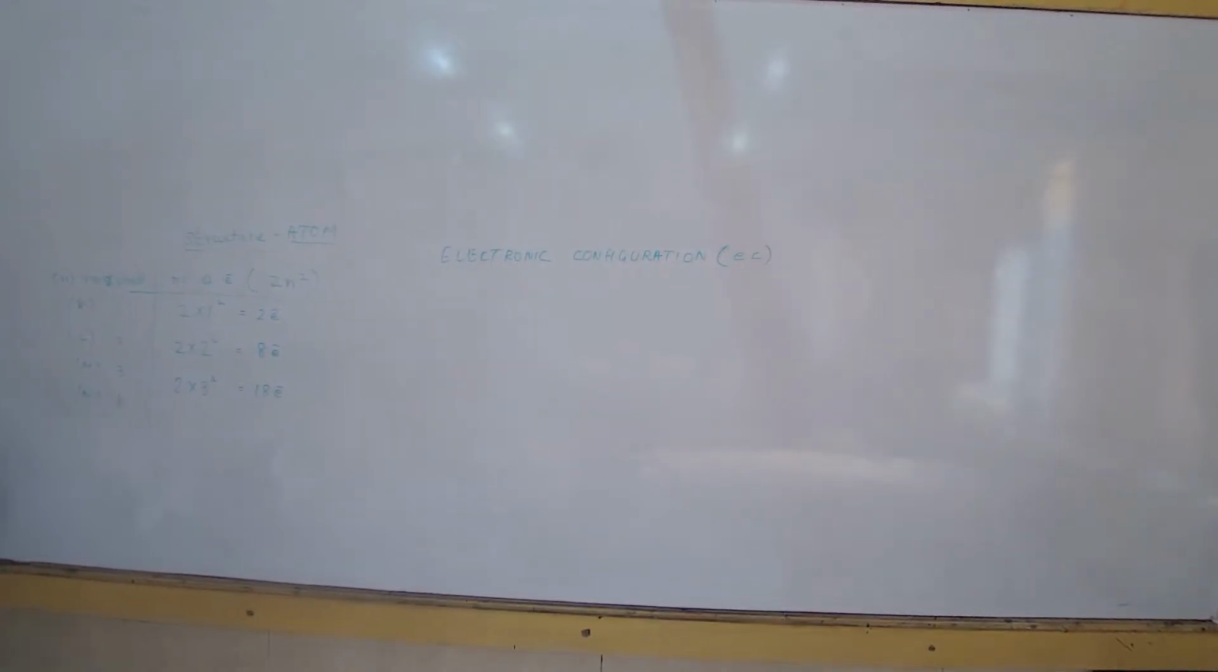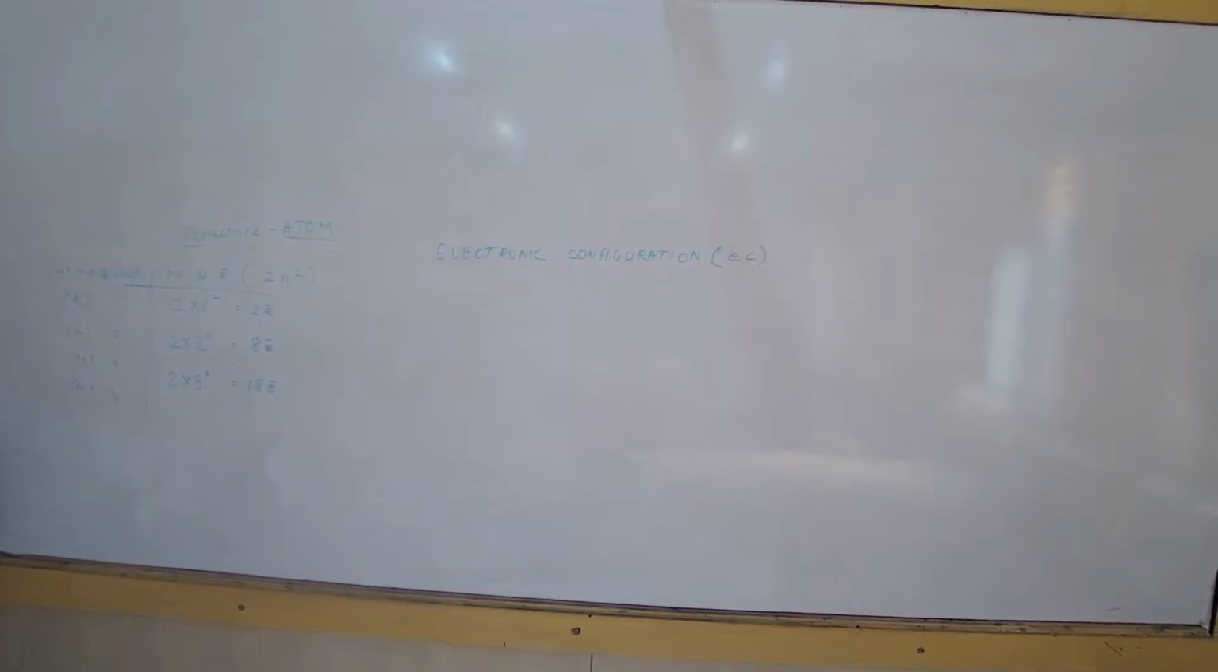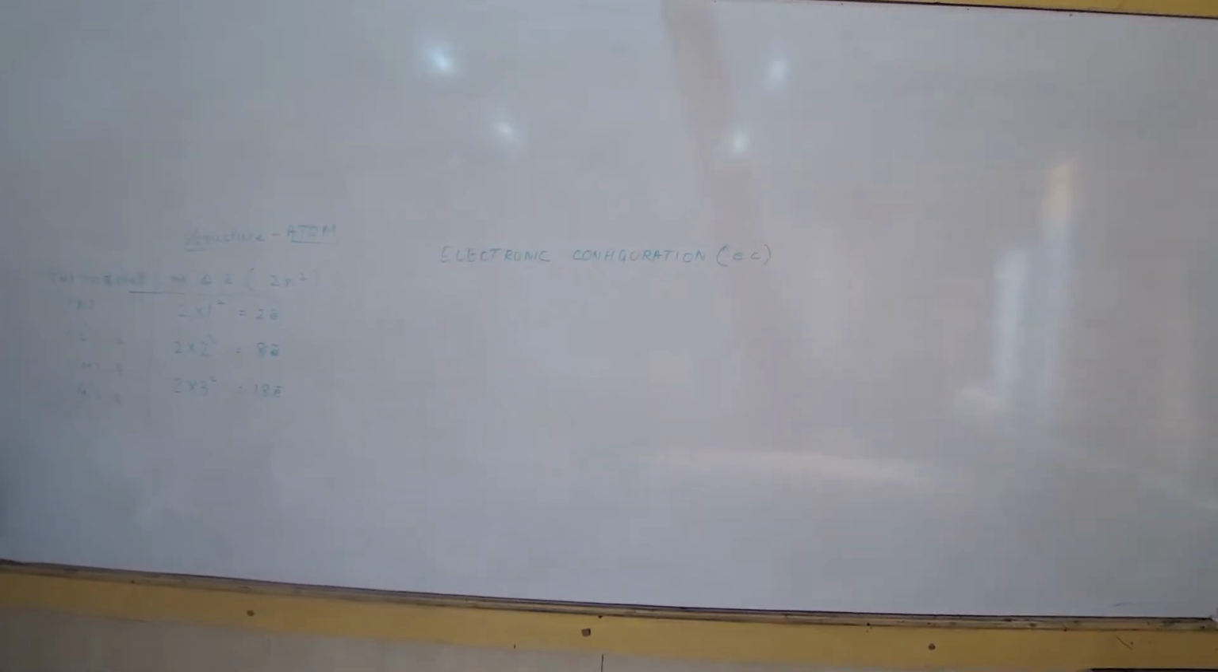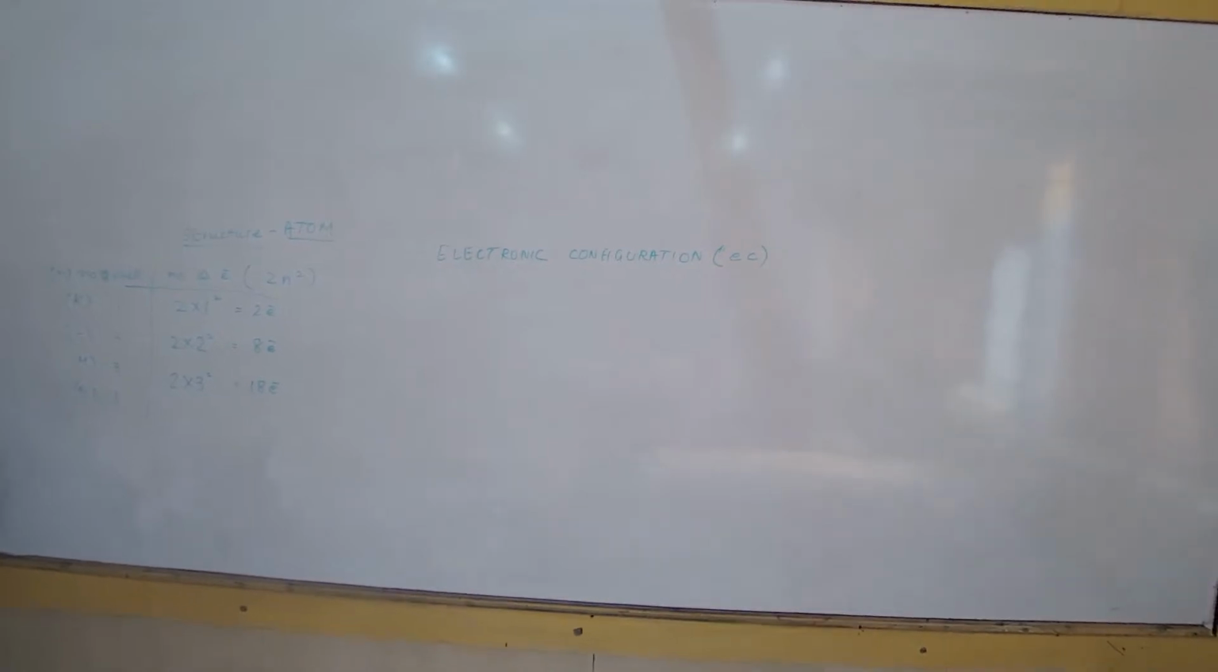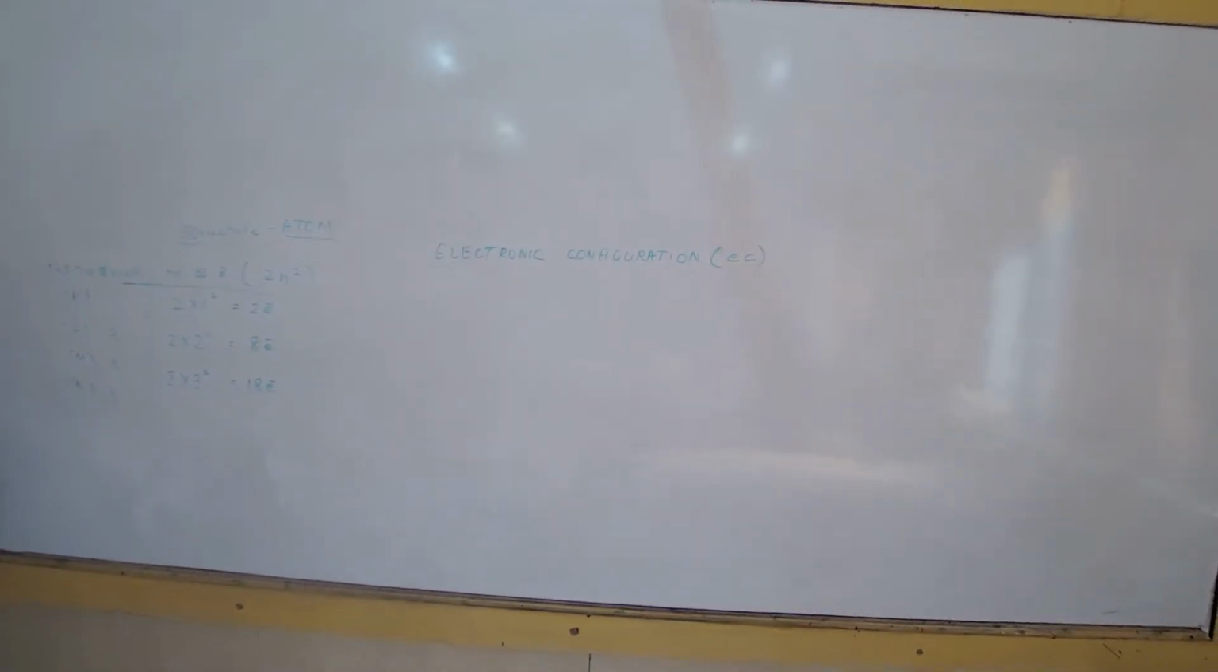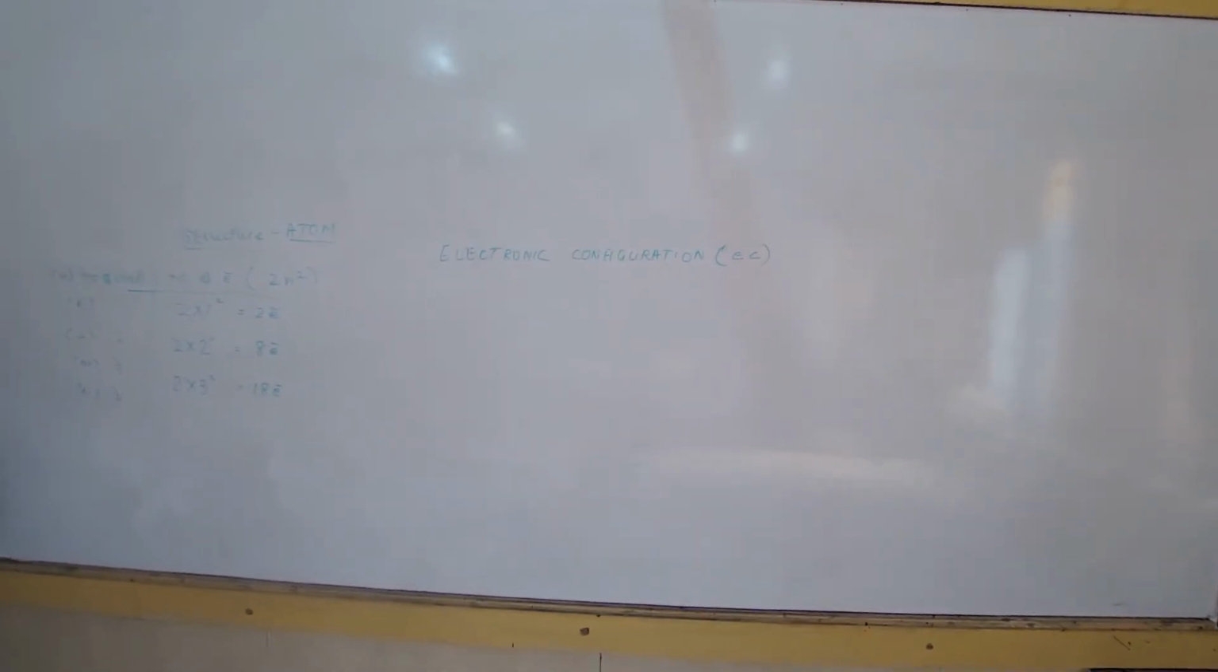We have to do the fourth one also. How much will that be? 4 squared, 32. We have to write half. 32 is not 64. So it is 32. Got it? Okay.